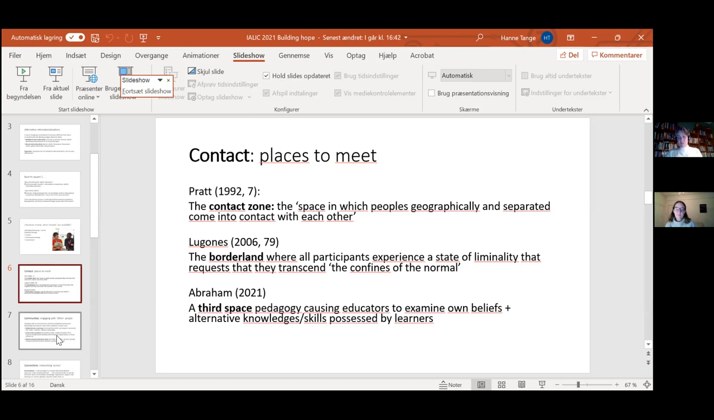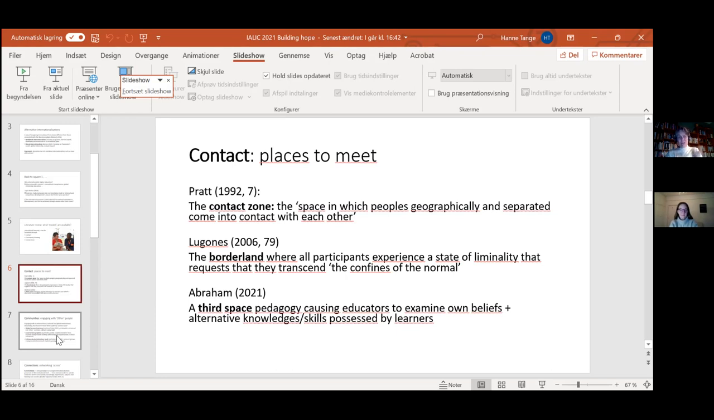The second key concept is Lugones's concept of the borderland, where we're all in a state of liminality, where somehow we transcend the confines of the normal. Lugones is concerned with the relationship between minorities and majorities, with those who oppress and those who are being oppressed. We need a neutral space where somehow relations of domination become less important.